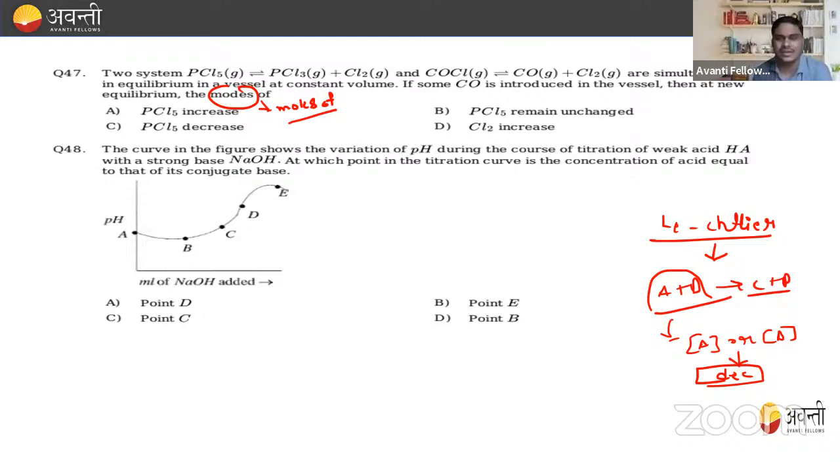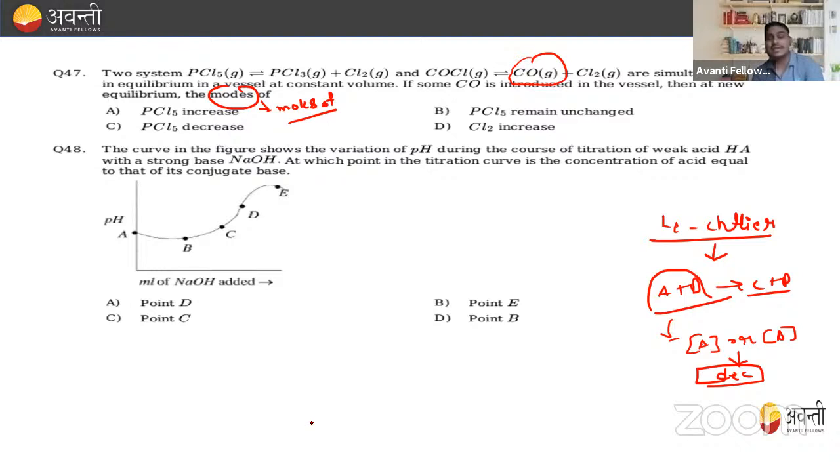On a similar basis here also, if some CO is introduced, CO is on the product side. When some CO is introduced, the equilibrium shifts in such a direction that it wants to decrease this CO, and this will happen only when the reaction becomes what, forward or backward? Yes. So the correct option for this question is that PCl5 decreases, right? The concentration of the PCl5 will start decreasing.